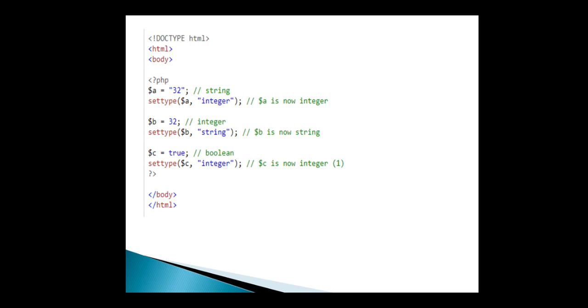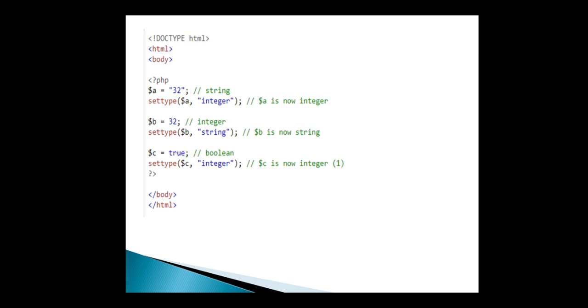So now $a will be an integer. Before it was a string, now I have converted it to an integer, because you can see the type I gave, that is integer, right? So variable is $a and integer is the type there. Then $b = 32 is an integer and the settype I gave is string. So the 32 will be converted into a string value.